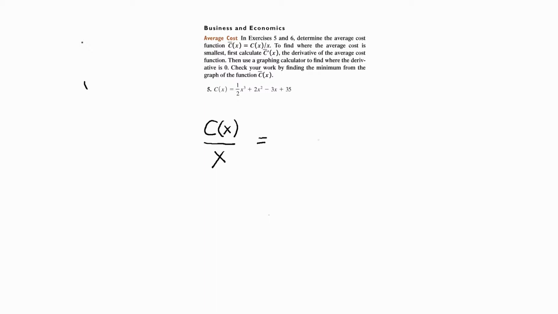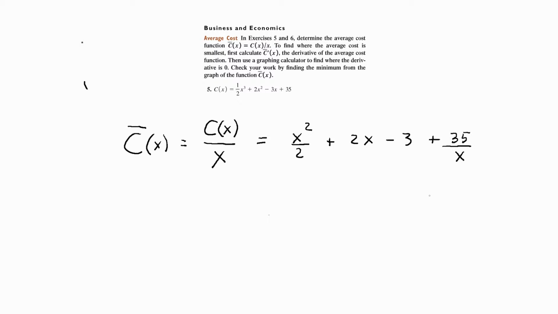And using our formula, this is what we're calling C hat, for average cost. If I divide each of those terms by x, I get x squared over 2 plus 2x minus 3 plus this 35 divided by x.